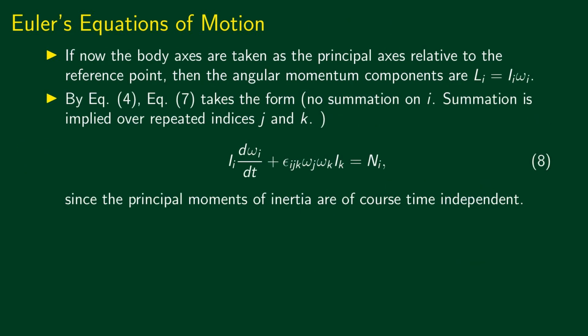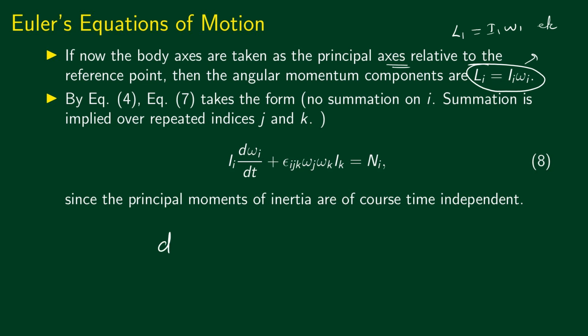We can now simplify further if the body axes are taken as the principal axes relative to the reference point, because then the angular momentum components are Li equal to Ii omega i. Remember, there is no sum over i in this expression. This simply means that L1 is equal to I1 omega 1, etc.